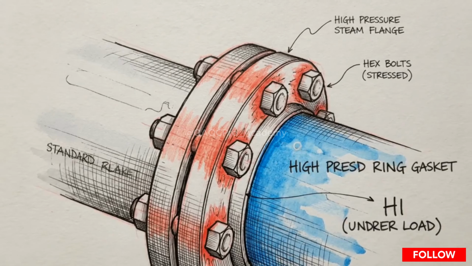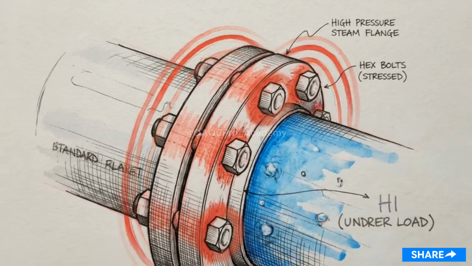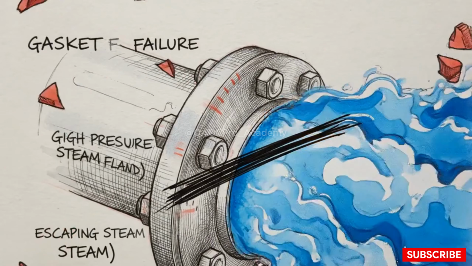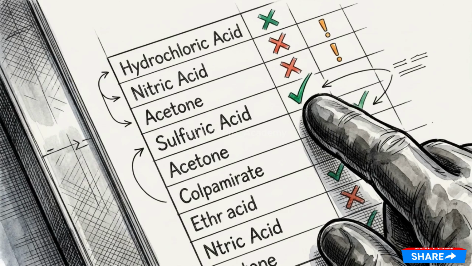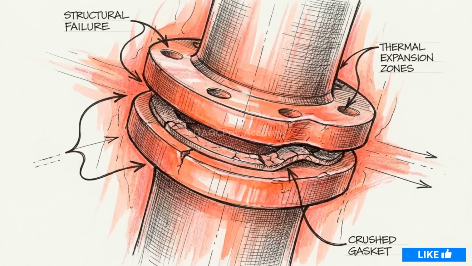Install a standard general-purpose gasket into an aggressive industrial pipeline, and this is the result: high-pressure steam violently bursting through a bolted joint. It is a common mistake to check the chemical compatibility chart and stop there. A material might be completely inert to the acid flowing through it, but if it cannot handle the physical thermal expansion of the pipe, it will fail.